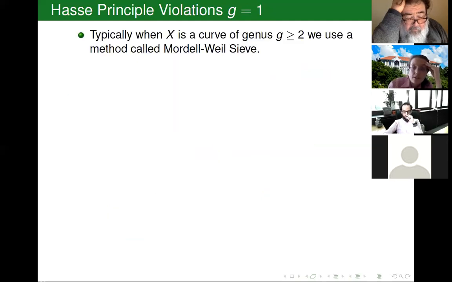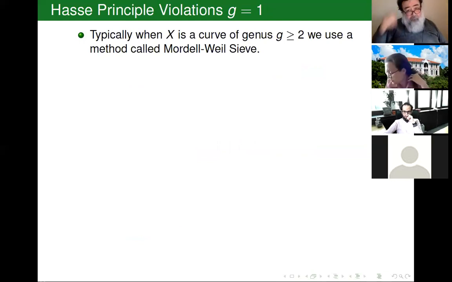So typically this is what we do. When you have a curve of genus at least 2, that's what we do. We use this to explain Hasse principle violations.